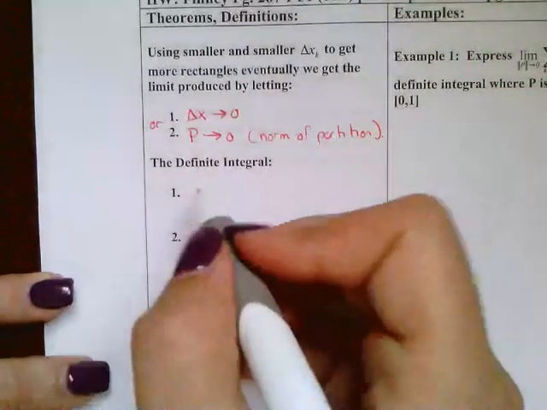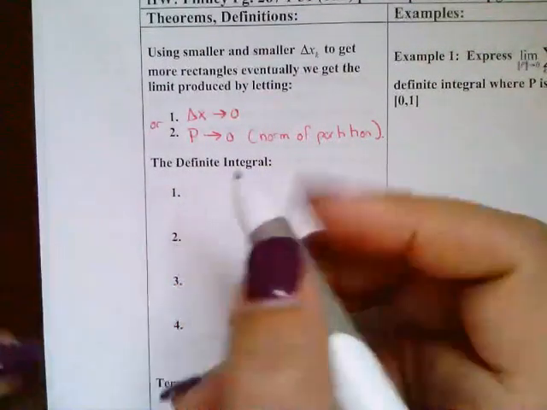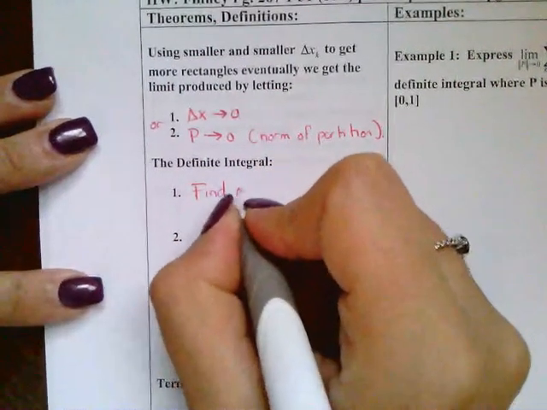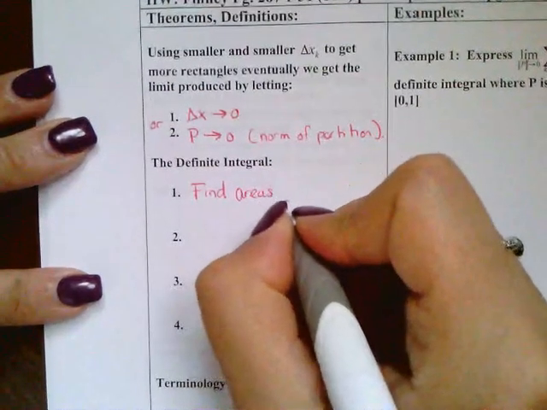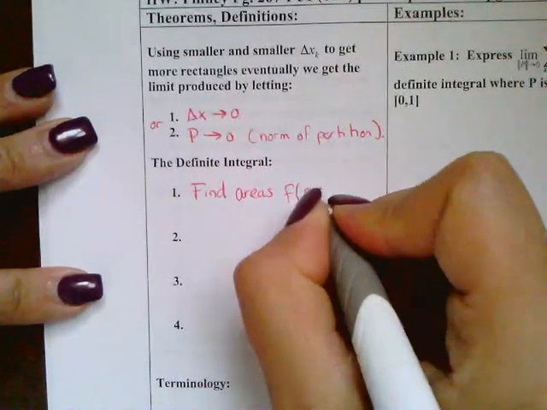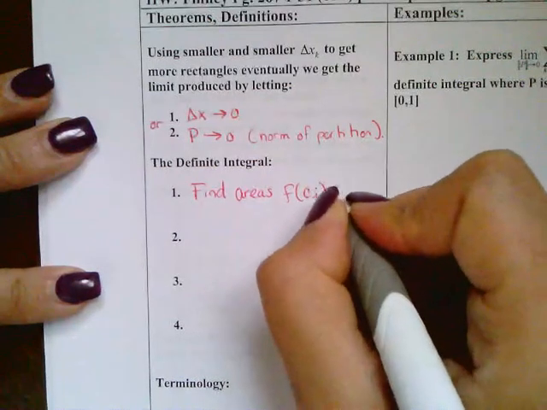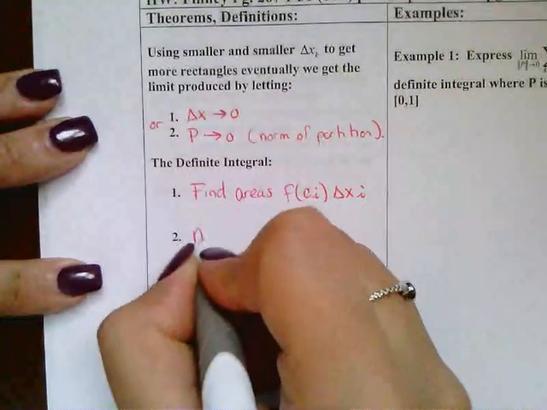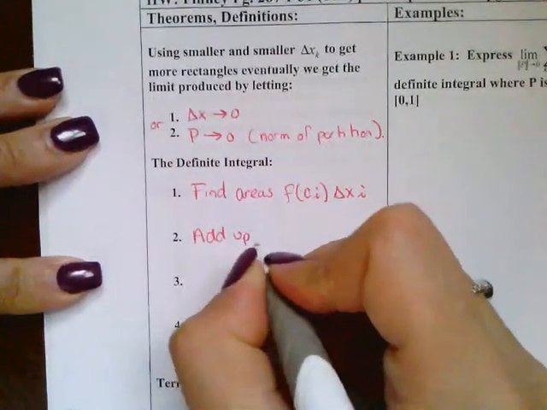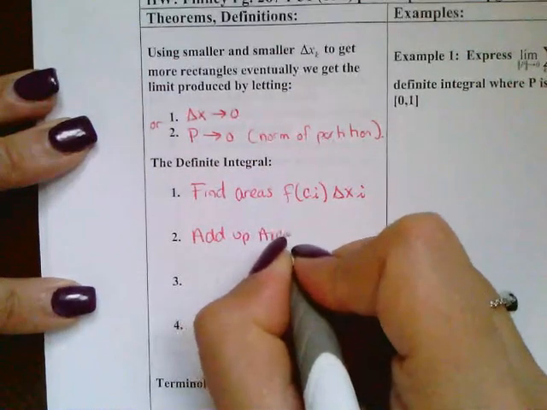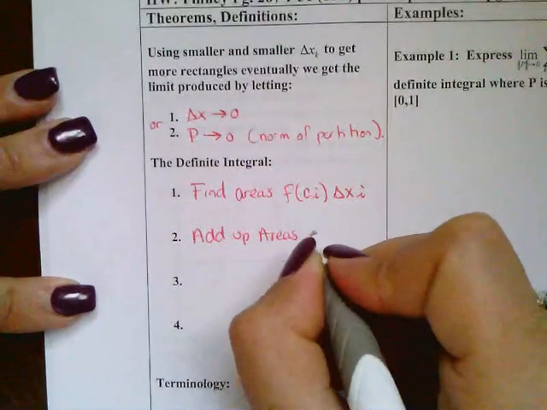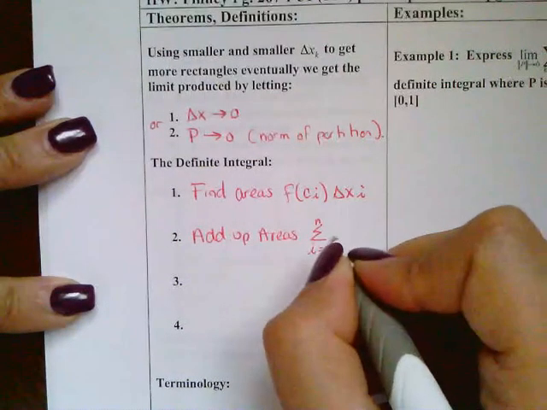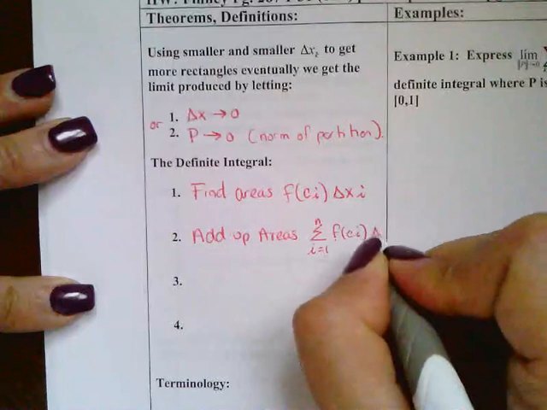All right, the definite integral. How do we find the definite integral? So first, we find the areas using f of ci times the change in xi. Then you add up the areas, which is exactly what we were doing in section 1. So that means you take the sum from i equals 1 to n of f of ci times change in xi.